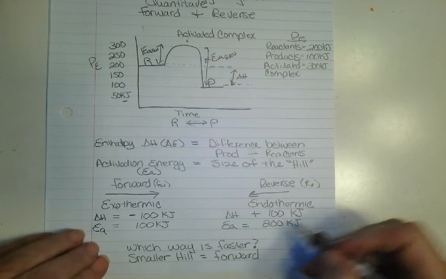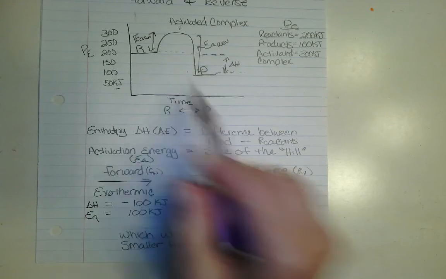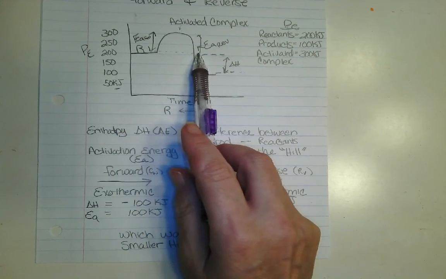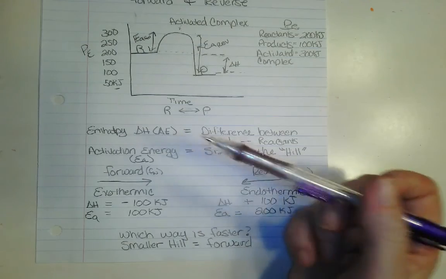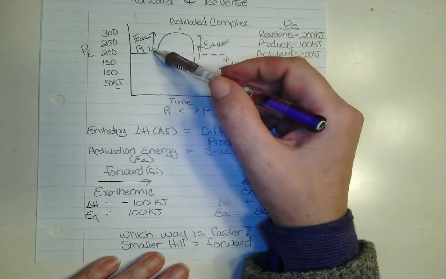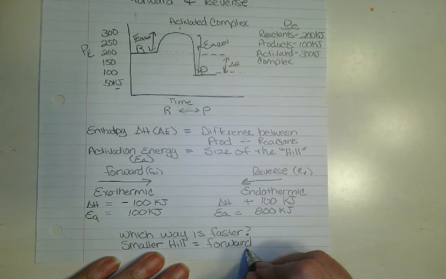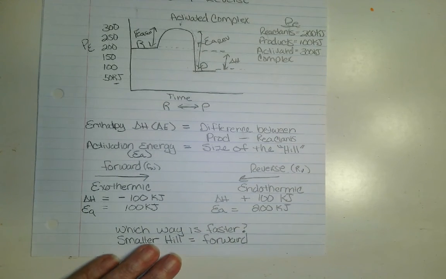Okay, so now the other thing that we should look at is which way is going to be faster, running the reaction in the forward direction or the reverse direction? Well, the analogy is, which hill can you run up faster? You can run up the shorter hill faster, so forward direction is the smaller hill, and that is the way that's going to be faster.